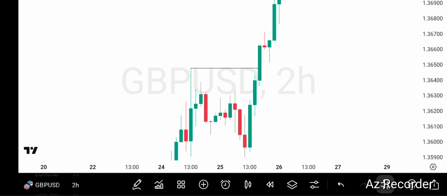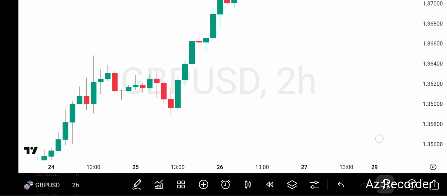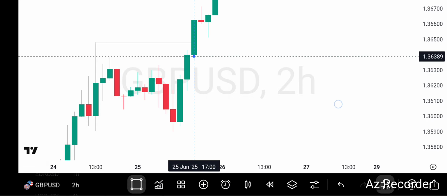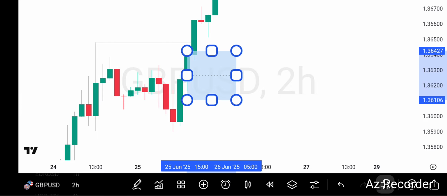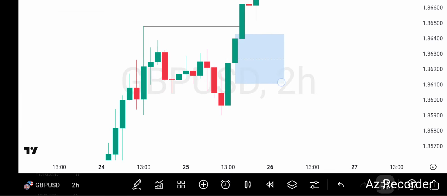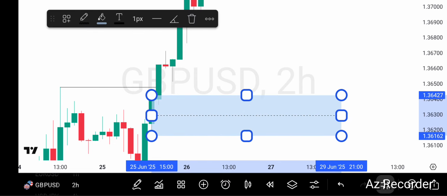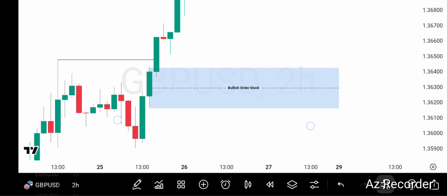We will see that GBPUSD is giving us a smooth and clean break of structure on the 2-hour time frame, and very clear and obvious is the order block responsible for the break of structure. So this is the order block responsible for the break of structure. We're extending this and mapping it as our bullish order block. So this is our bullish order block.